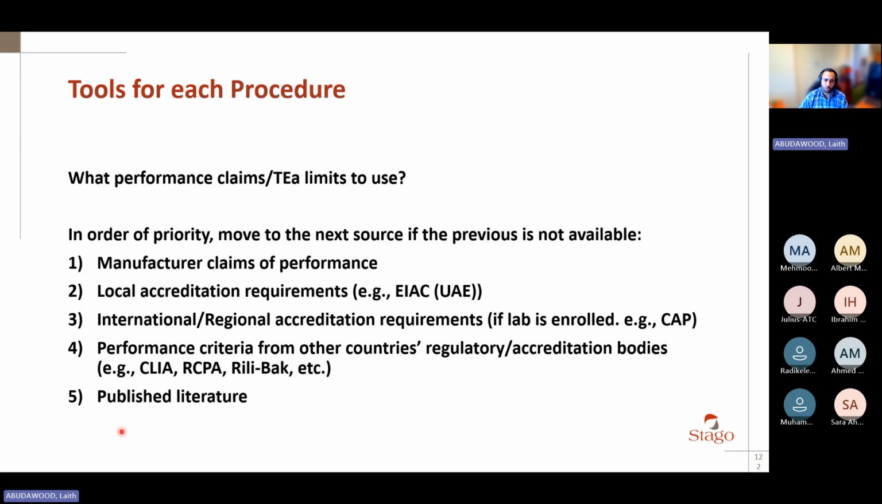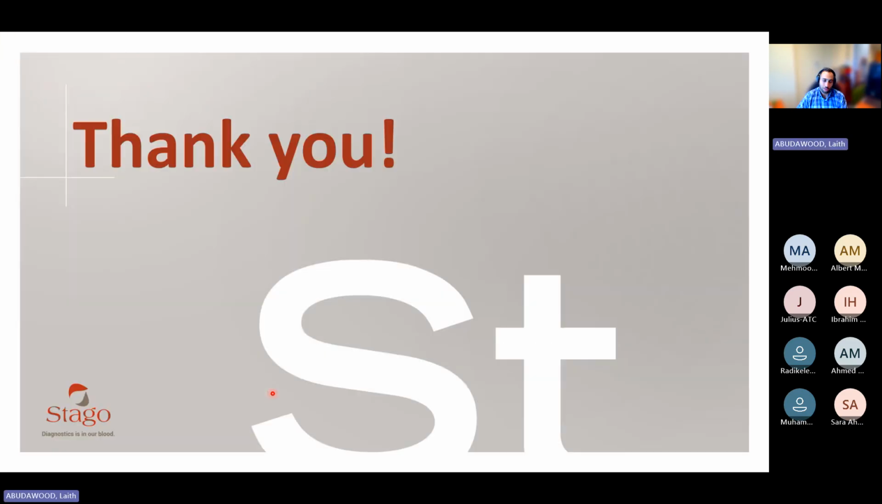Usually the last resort, if you do not have performance criteria from RCPA or others, is you really have to go look for published literature and what some other authors have used. But this is the weakest kind of acceptable performance criteria that you can use. Because usually one lab does not represent everyone else, does not represent the performance of the analyzer or the reagent, but sometimes you really have no choice. And that's it.